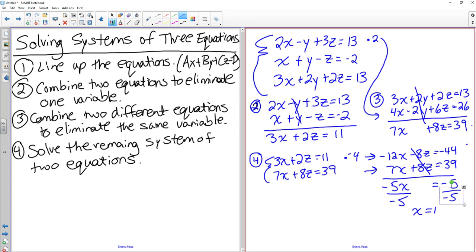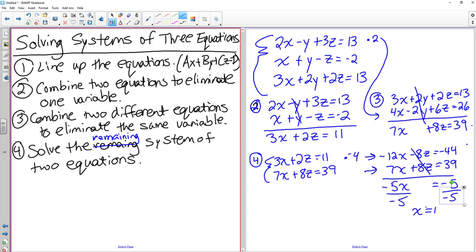Now the thing is here, I'm still in step 4. Solve the remaining system of two equations. I just realized I spelled remaining wrong as I went and looked at what I wrote. Remaining. There we go. Okay, so x is 1.